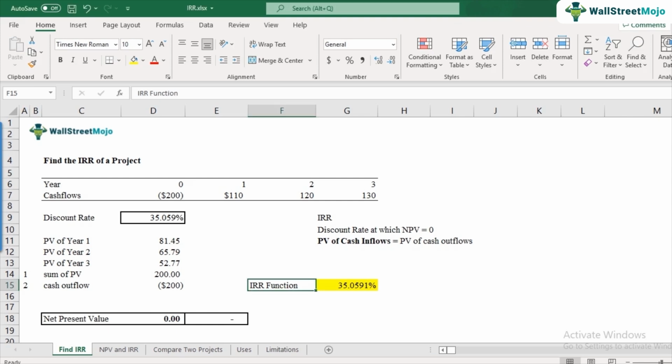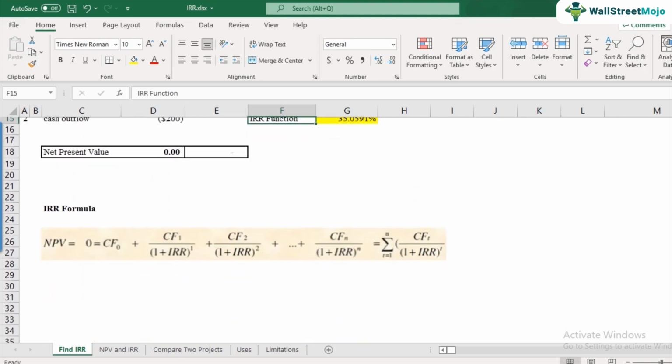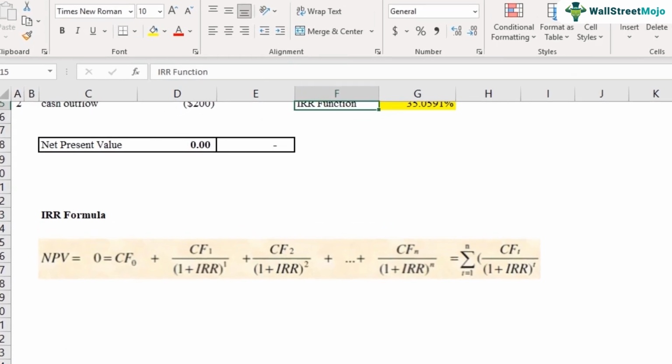But for some reason, if you want to refer to the formula of IRR, here it is for you. Please do not get bogged down by looking at this mathematical function. It is exactly what we discussed, though it is represented in a more mathematical format. Look at the left-hand side first. Here we have NPV equal to 0. We discussed that internal rate of return is the rate of return at which NPV is 0, so that's what the left-hand side is all about.